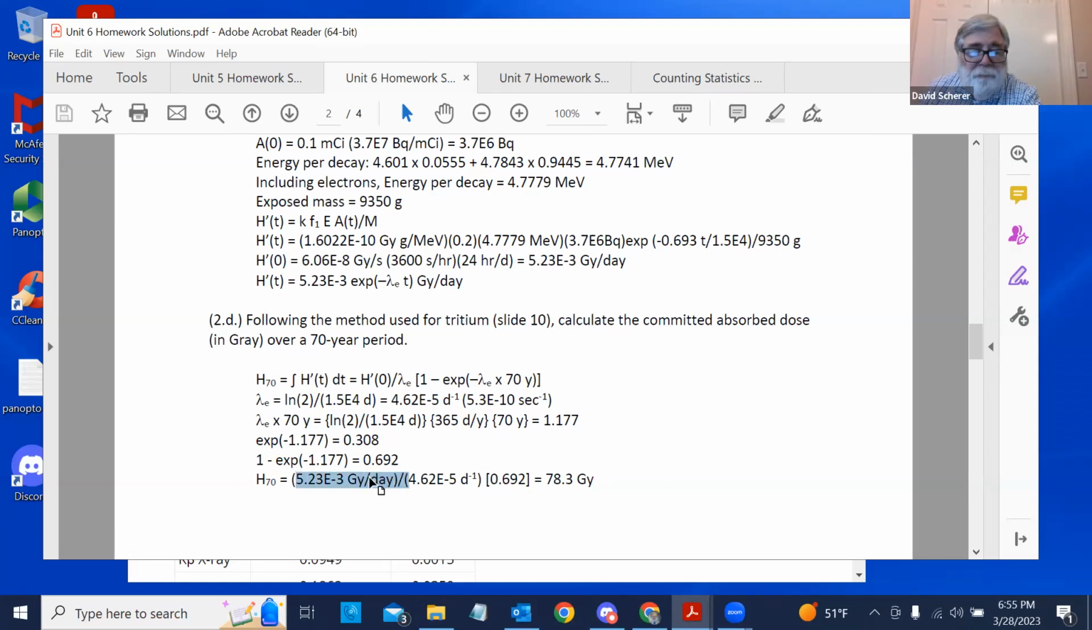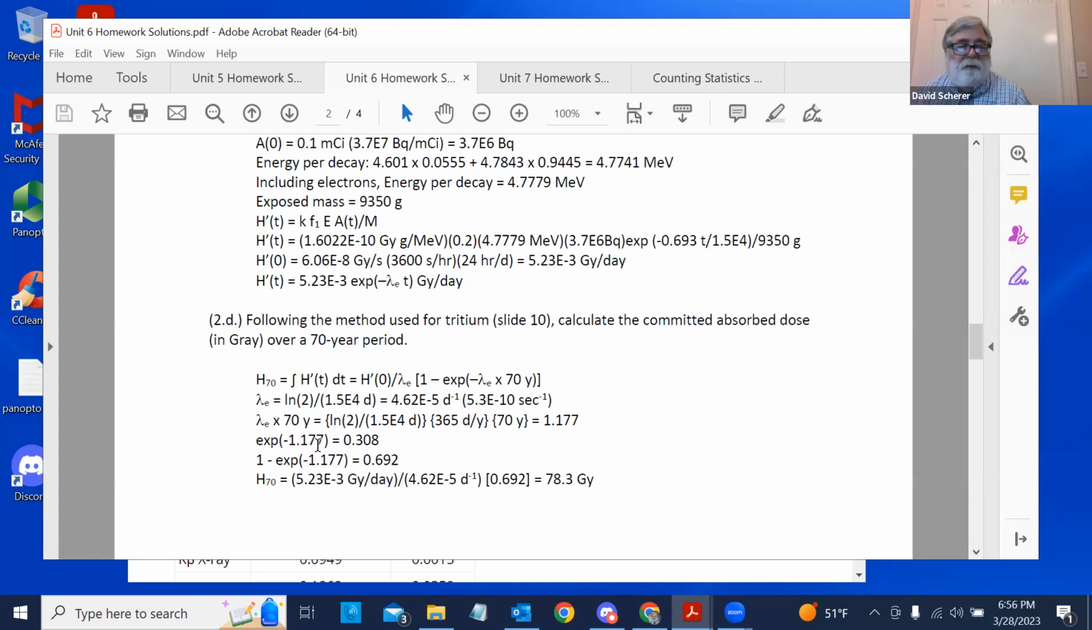Well, it's 5 milligrays per day, and it's over 70 years. So at the initial rate, 70 times 365, that would be 25,000 days. And if we just take our initial activity, which was 5.23 times 10 to the minus 3, if there were no decay, it would be 130 grays. So 78 grays makes sense. I'm in the right order of magnitude.